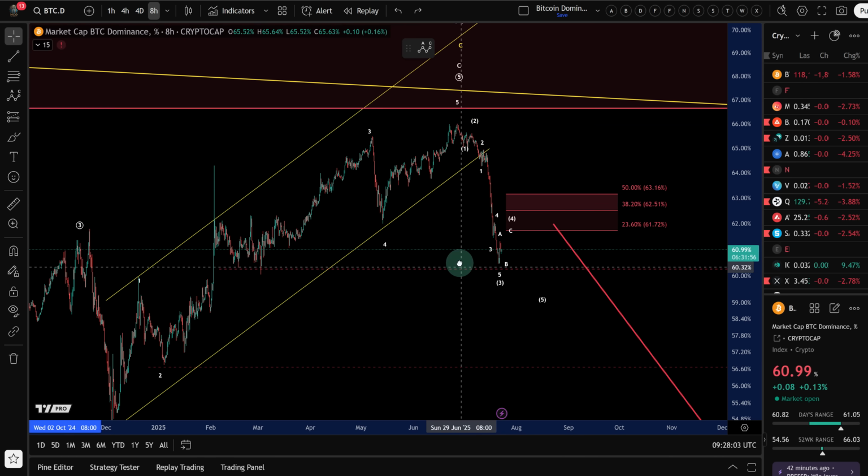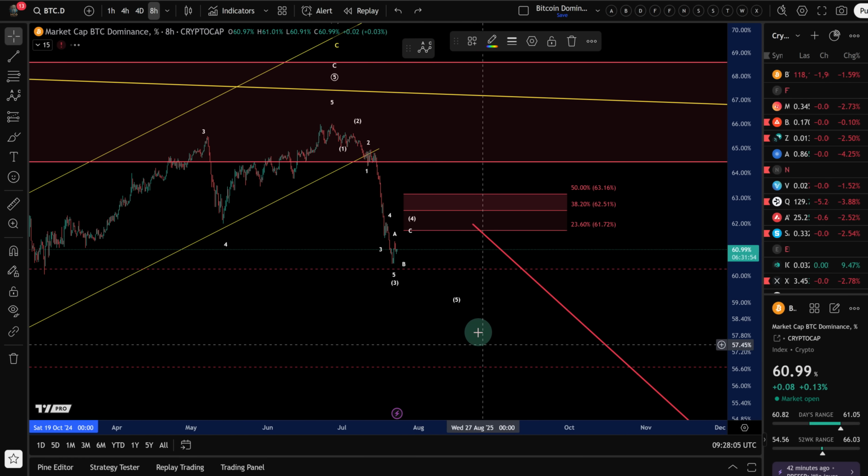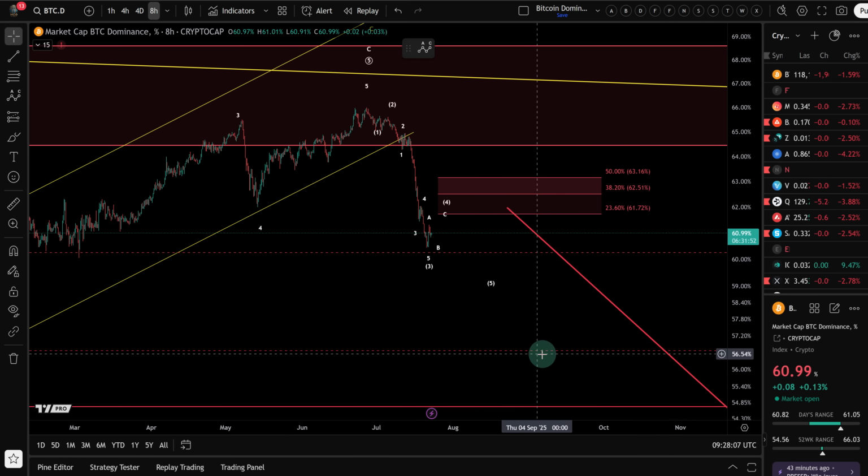I just apply the wave count here in order to communicate what I see. It's not really meant to be predictive, but I can tell you that, in my opinion, a break above 63.16% would be a bit too high to continue with the current downtrend, right? It means that things are changing.